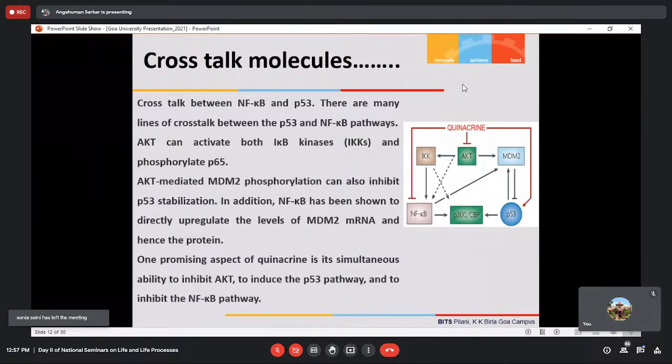Then there is AKT-mediated MDM2 phosphorylation, which also inhibits the P53 stabilization, which is required for each cell to get stabilized. Otherwise, it will enter into continuous proliferation of the cell cycle. That is why P53 is also known as a master regulator in apoptosis. In addition to that, NF-kappa B has been shown to directly regulate the level of MDM2 mRNA and hence its protein as well. So one promising aspect of quinacrine is its simultaneous ability to inhibit AKT, to induce the P53 pathway, and further, to block the NF-kappa B pathway. So that's the whole crosstalk in essence.